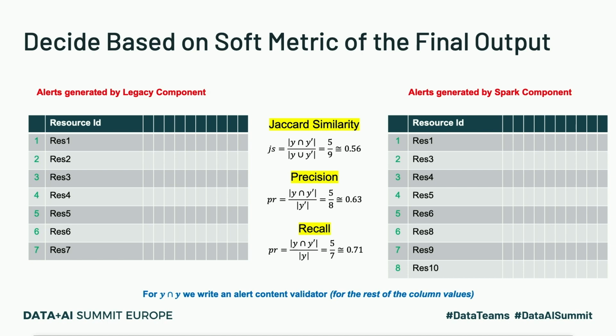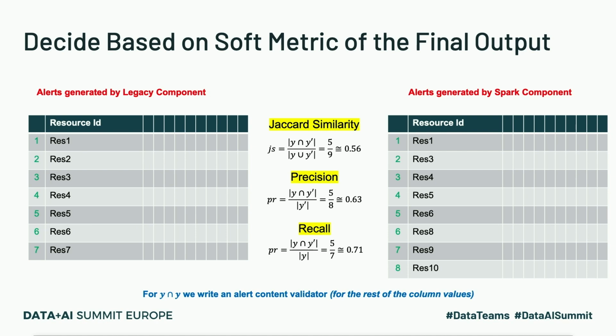So we have the alerts generated by the legacy component, Cosmos, and the alerts generated by Spark. We can look at the resources that we are generating the alerts on and compare them to see if they're going to be the same resources. Then it means that despite our results not being syntactically the same, in terms of the alerts that we produce, we're good, we're fine, we could mark that as done and move forward.